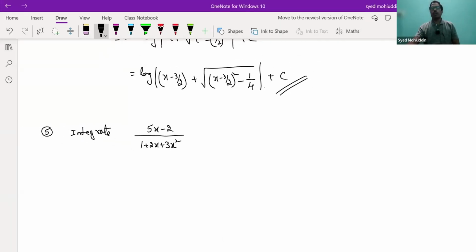If you observe this type of question, where you have x in both the numerator as well as the denominator, the first thing you have to check is: if I differentiate the denominator, am I getting the numerator or not? Just differentiate the denominator and check. If you're getting it, the best way is to use the substitution method and solve it. If not, then you have to go for the other method.